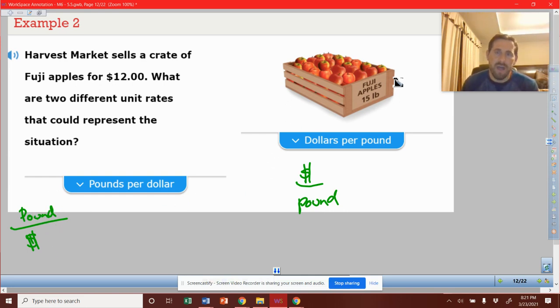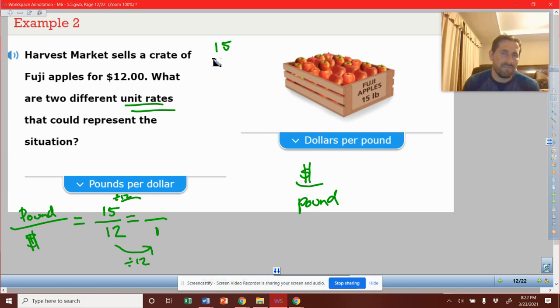So just using the problem, you can see Fuji apples 15 pounds and it costs $12. So all you really have to do is set that up. And we're putting pounds, which is 15 pounds, over the cost, which is $12. Now we want to find the rate. And again, to find a unit rate, we need to have a 1 in the denominator. So what did we do to 12 to turn it to 1? We divided it by 12. What are we going to do to 15? The same thing, divided by 12. So we're doing 15 divided by 12.